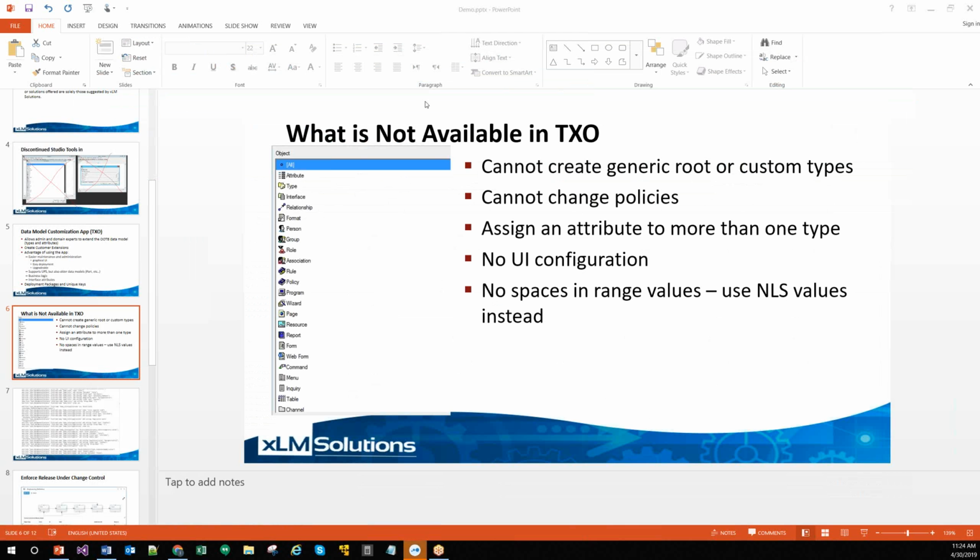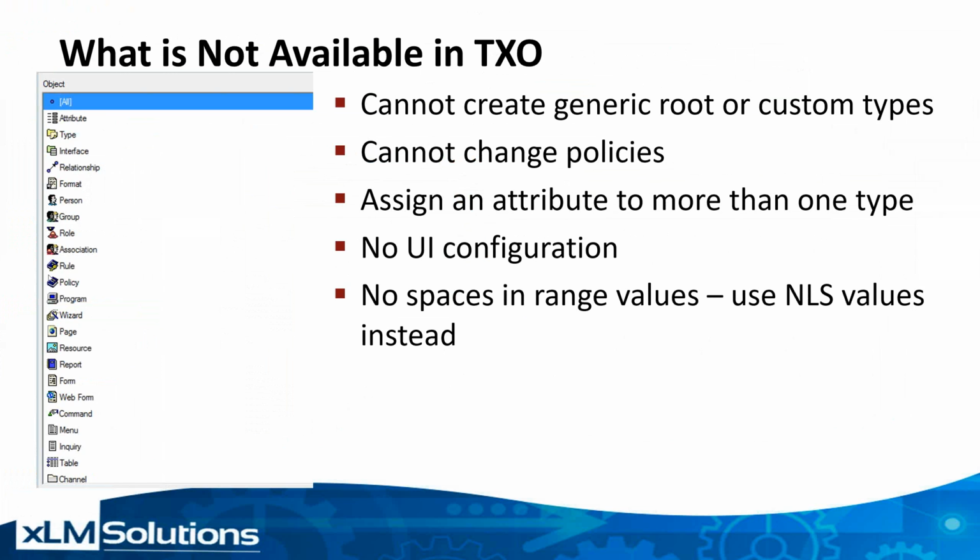So let's talk a little bit about what's not in TXO. This is important, especially if you're a savvy business and metric user and now you need to transition to TXO. One thing you cannot do, and on the left I show what you used to be able to do in the business part of the studio tools: you cannot create your own generic, let's say, root type or custom type. You can only extend and derive system types.